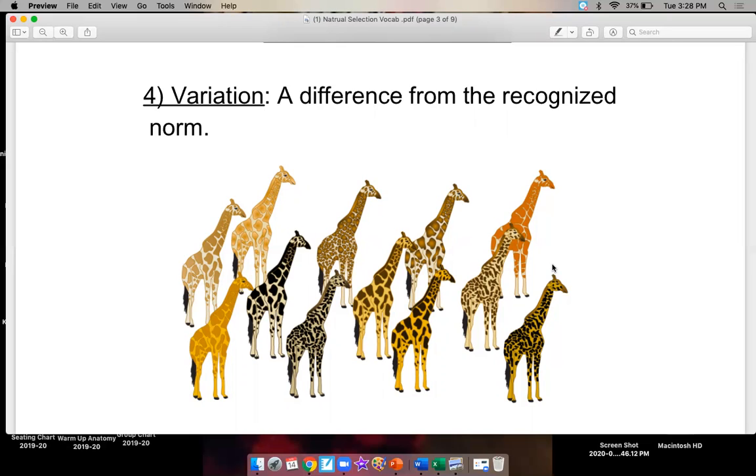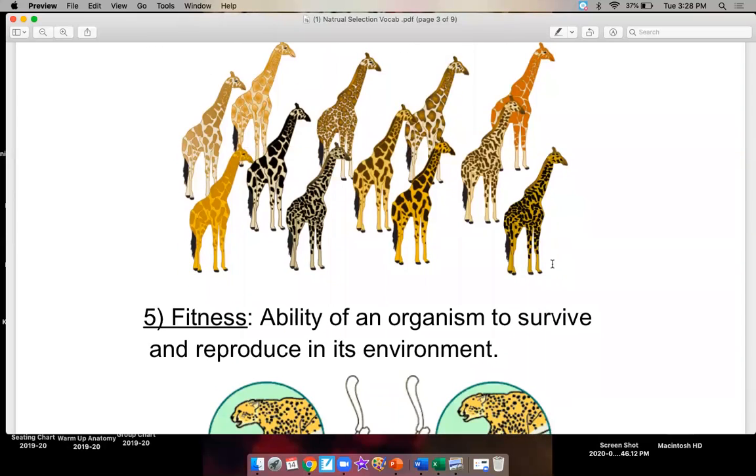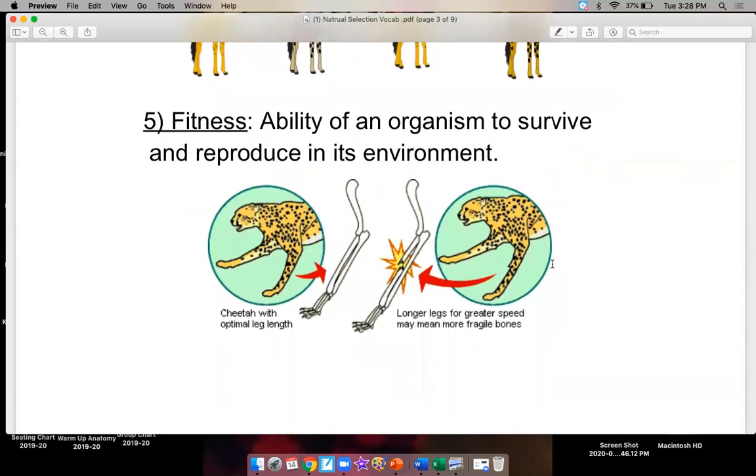And the more competition for resources, the more likely someone with not so good traits, someone with a bad variation, is going to not survive. So the more competition, the more likely someone's not going to survive, and those genes disappear. The one with a good variation stays. I just described to you your next word, fitness.